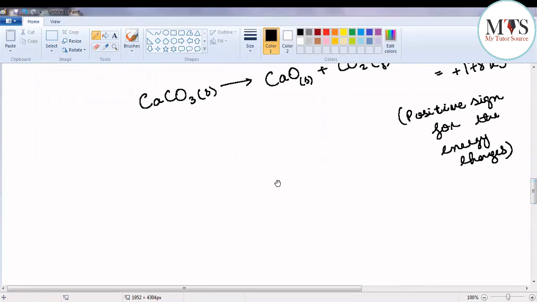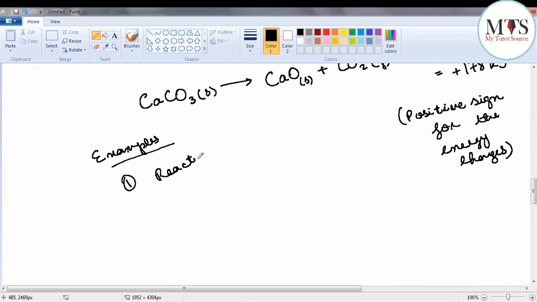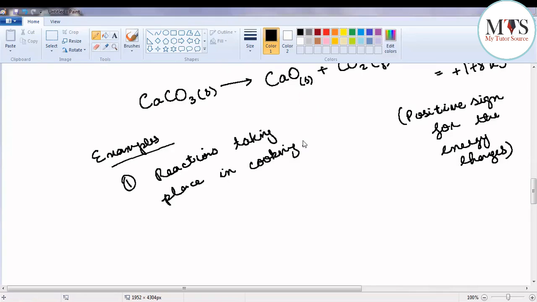So now looking at some examples of endothermic reactions from our daily life. First of all, you can say many processes involved in cooking, or reactions that take place in cooking, are all endothermic. So I would write that reactions taking place in cooking in our daily life are all endothermic in nature. Reason being why? Because you're trying to cook food, right? And if you're trying to cook food, you've got to take in energy, right? So it's going to absorb energy. That's how these reactions proceed.